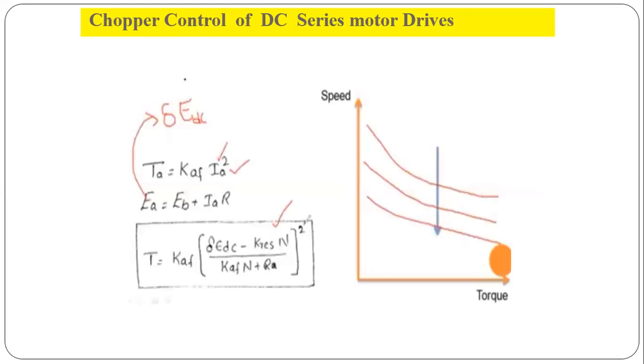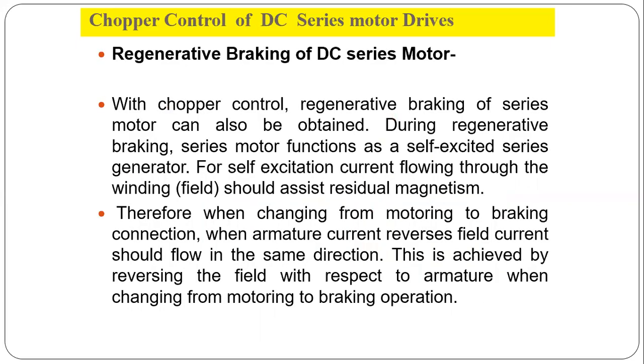Now you can see the speed torque characteristic and the equation for E. Here you can see the relation between speed and torque. According to that we can find the equations for the torque, as you have seen in this diagram.